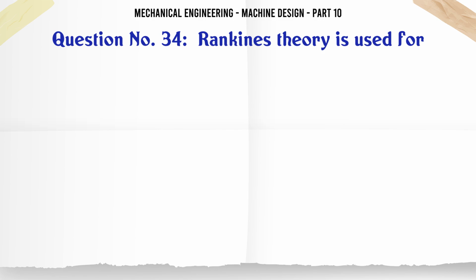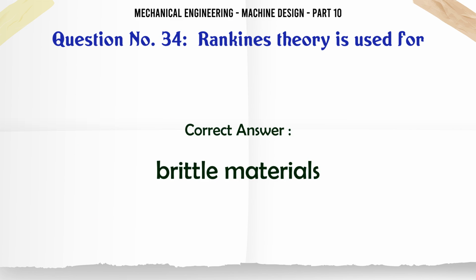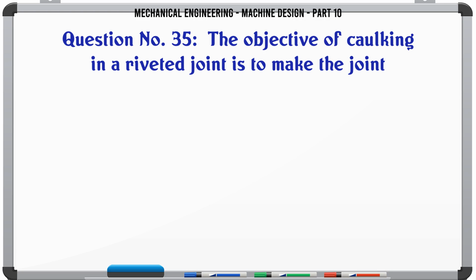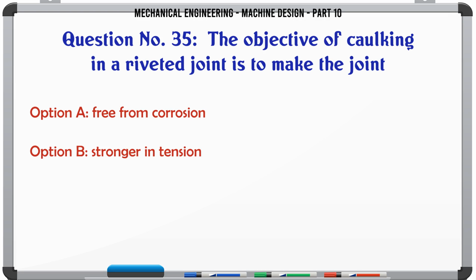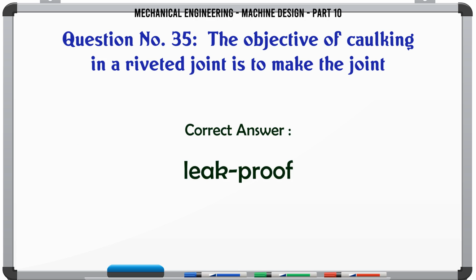Rankine's theory is used for A, brittle materials; B, ductile materials; C, elastic materials; D, plastic materials. The correct answer is brittle materials. The objective of caulking in a riveted joint is to make the joint A, free from corrosion; B, stronger in tension; C, free from stress; D, leak-proof. The correct answer is leak-proof.